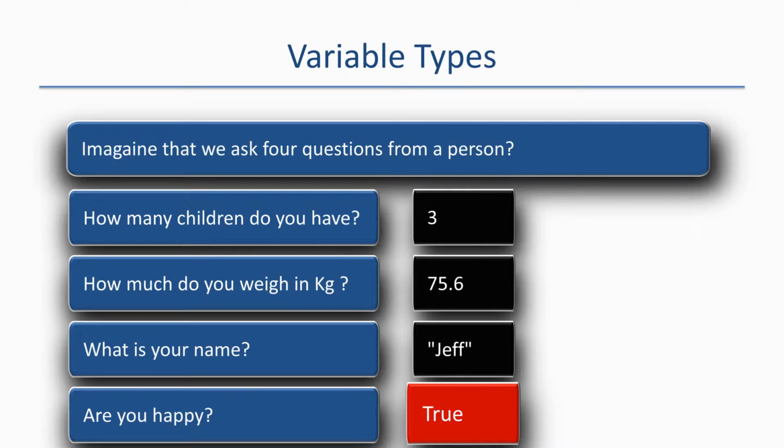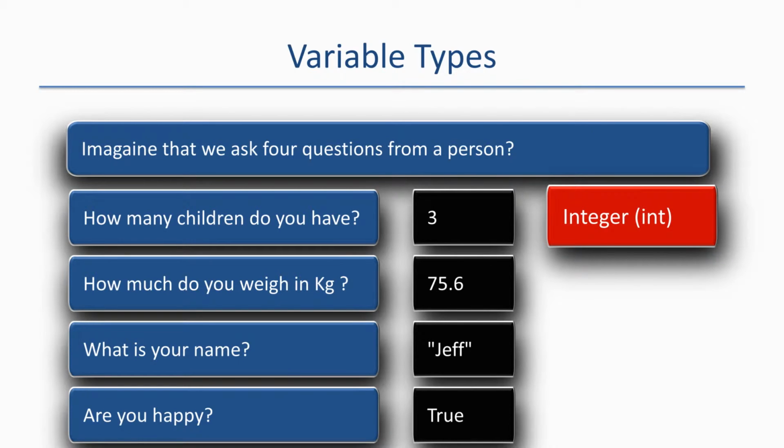For example, when you ask a person how many children do you have, they cannot say 2.5 children. They can only give you an integer number. And when you ask them about their weight, they say something like 75.6. And when you ask about the name, they will tell you a string of characters. Their name cannot be a number. And of course, when you ask them, are you happy? The only answer is yes or no, or true or false. So these are different types of variables.